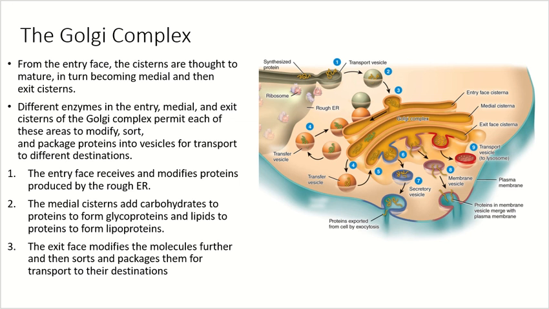Different enzymes at the entry, medial, and exit cisterns of the Golgi complex are going to permit each of these areas to modify, sort, and package proteins into vesicles for transport to different destinations. So the entry face is going to receive and modify proteins that are produced by the rough endoplasmic reticulum. The medial cistern is going to add carbohydrates to proteins to form glycoproteins, and lipids to proteins to form lipoproteins. And then the exit face is going to modify those molecules further, and then it's going to sort them and package them for transport to their final destination.